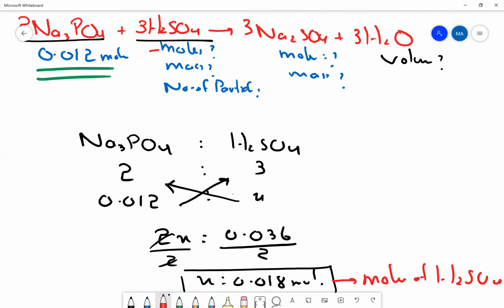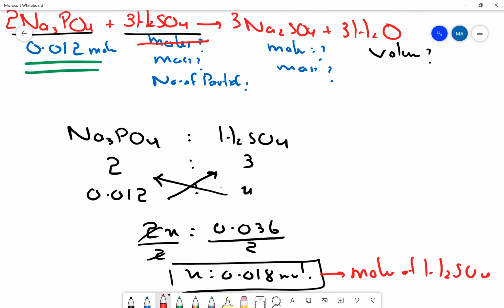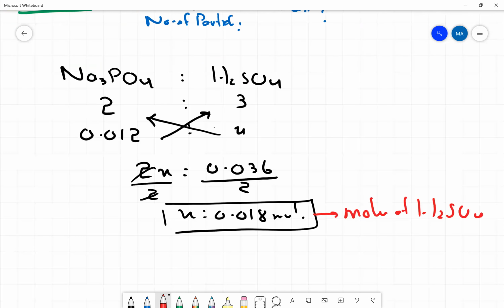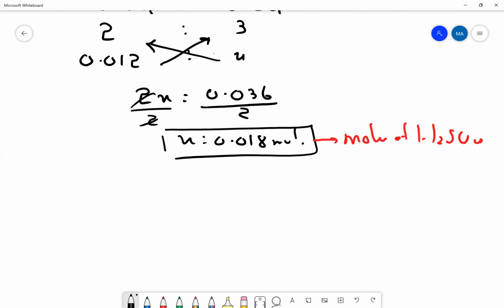And we can cut this quantity from the question. We're done with this. Now, what's the second thing? Mass, this one here. So how do we find the mass now? You know the moles of H2SO4, and you're asked to find the mass of H2SO4. We're going to use the first formula: moles is equal to mass over MR.